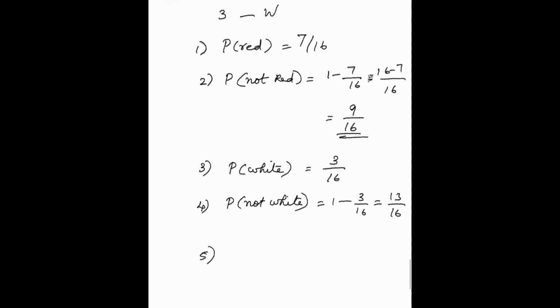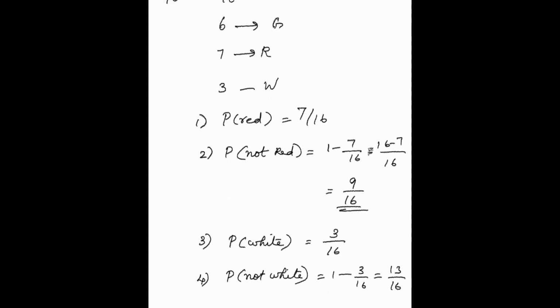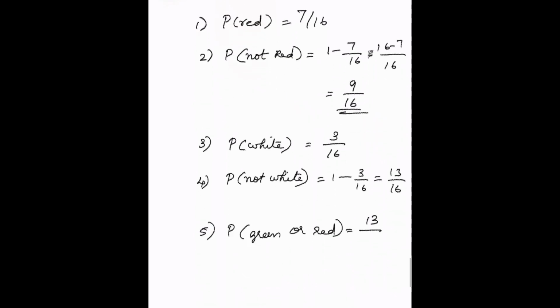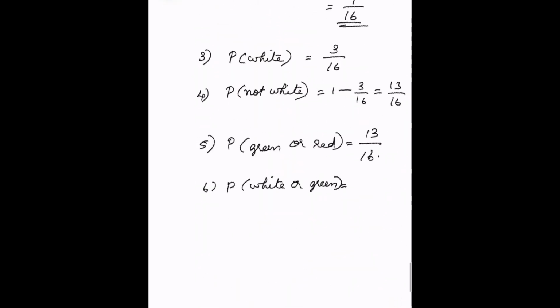Now, fifth one, probability of green or red. What is the probability of getting a green or red ball? Green is 6 plus red is 7, that is 13 by 16. Yes, so 13 by 16. Next one, sixth one is probability of white or green. White 3 plus green 6, white or green is 9 by 16. Yes, 9 by 16.